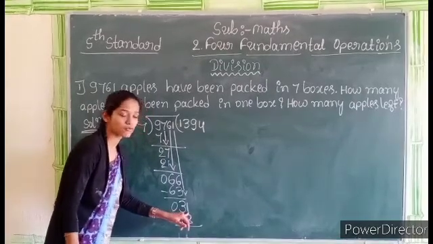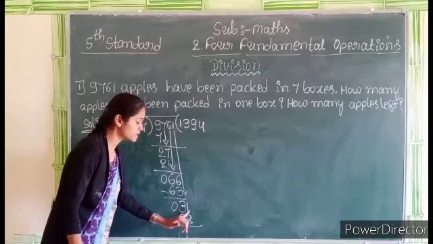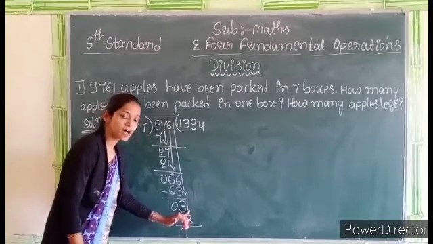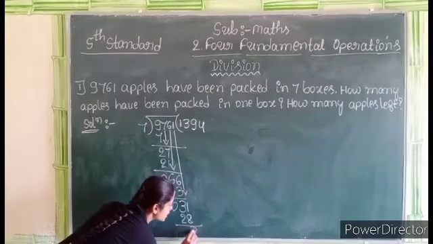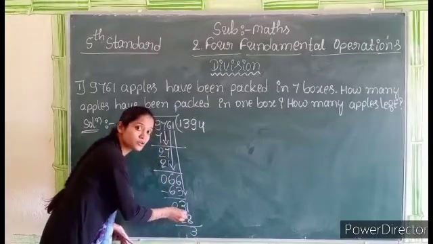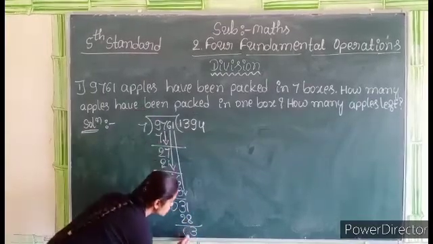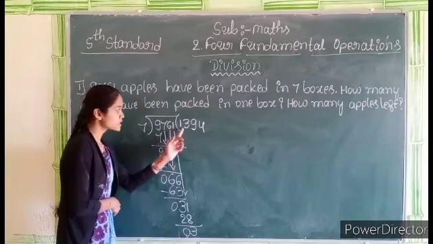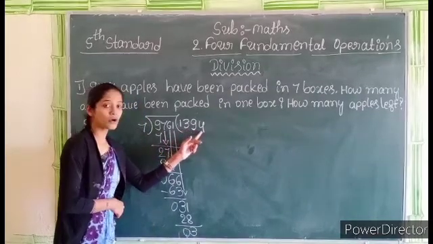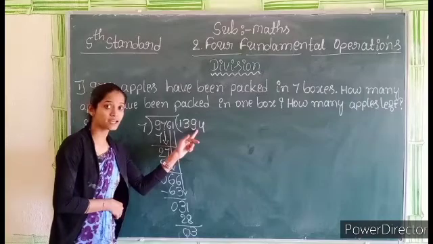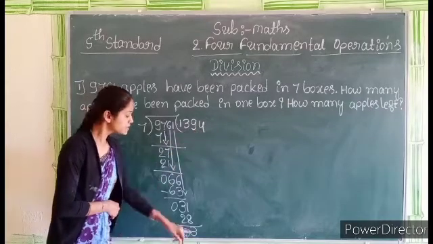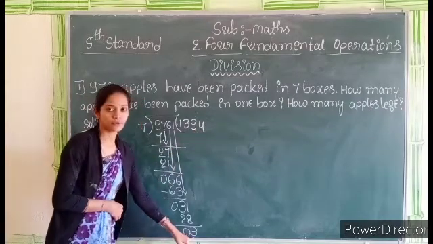We have to borrow 1 from this 3, that is 11. 11 minus 8, 3. Here we left 2. 2 minus 2, 0. 1394 apples can be packed in 1 box and 3 apples are left over.